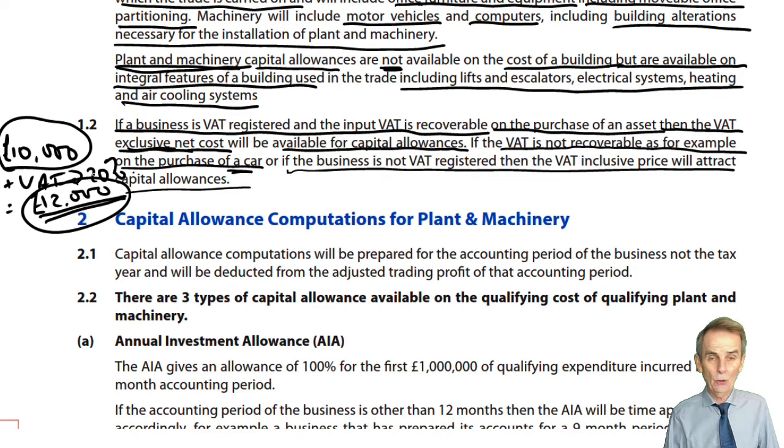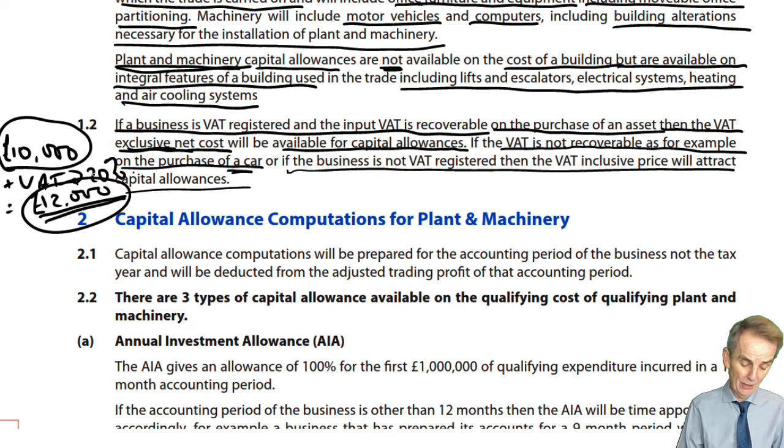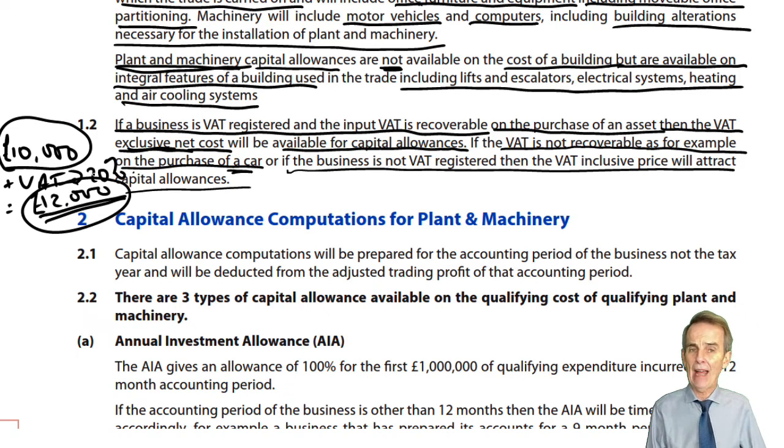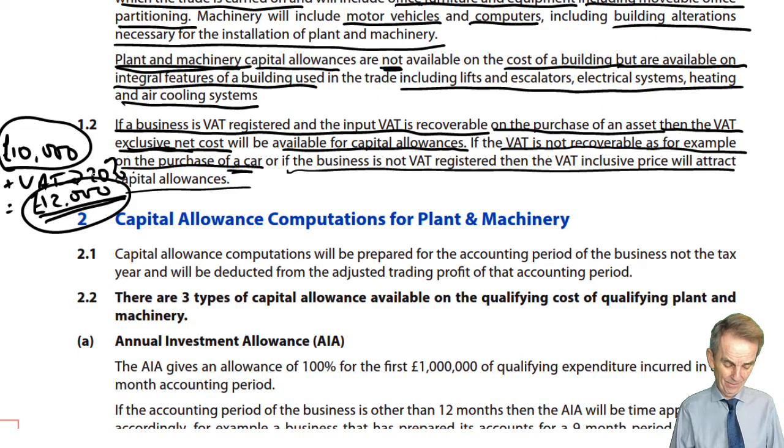Or, if the business is not VAT registered, then the VAT-inclusive price will attract capital allowances. If our business is not VAT registered, we're only a very small business, as an unincorporated trader may be, buying smaller items of plant and machinery, then as you can't claim back the input VAT, yes, you can claim the capital allowances, again on the full £12,000 VAT-inclusive figure.